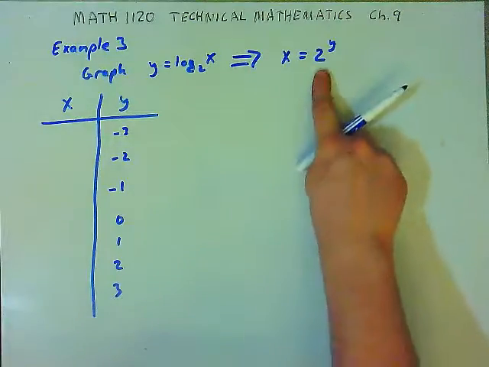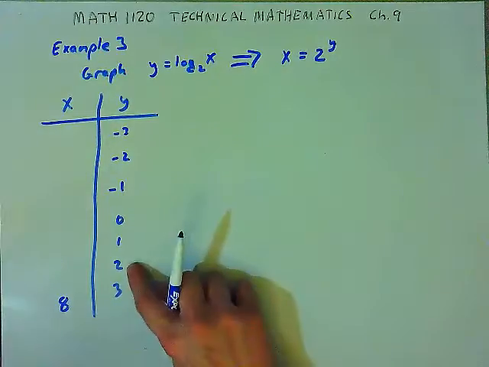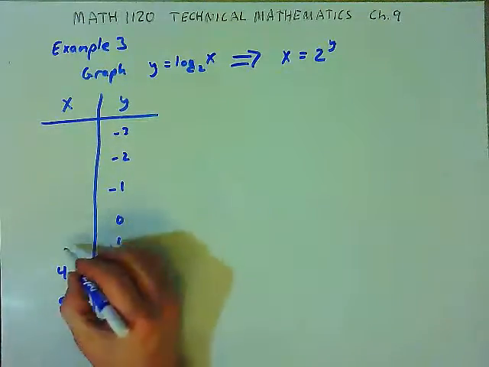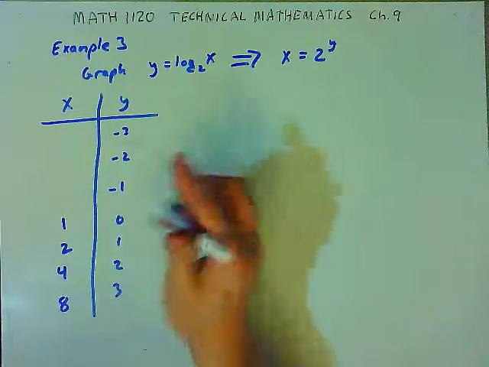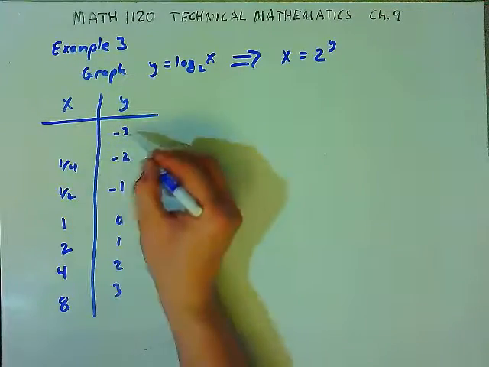2 to the third power is 8. 2 squared is 4. 2 to the first is going to be 2. 2 to the 0 is 1. 2 to the negative 1 is 1 half. 2 to the negative 2 is 1 fourth. And 2 to the negative third is 1 eighth.